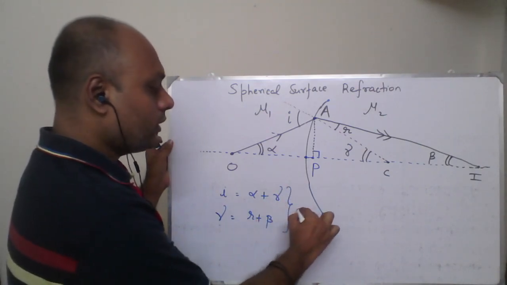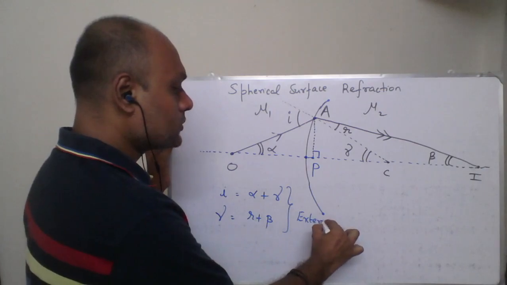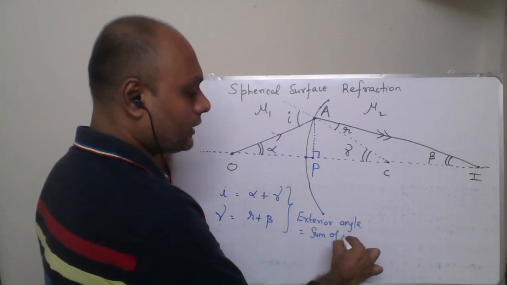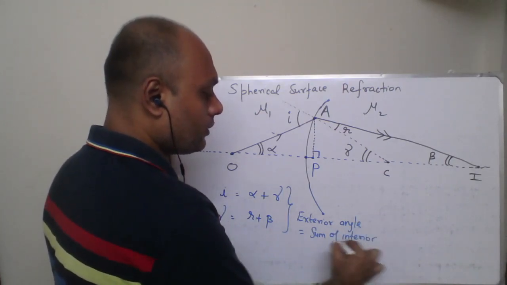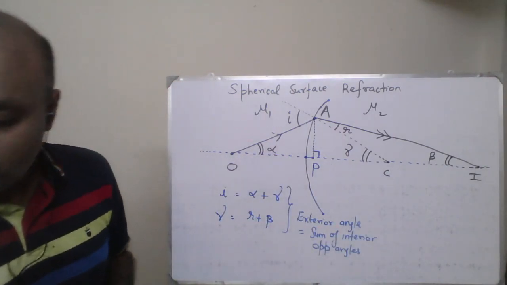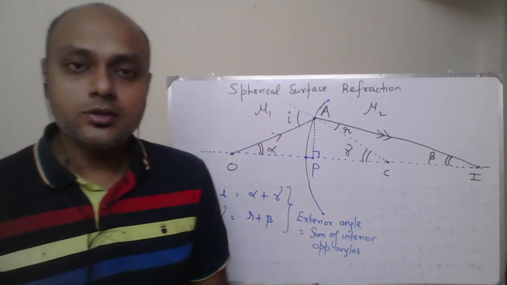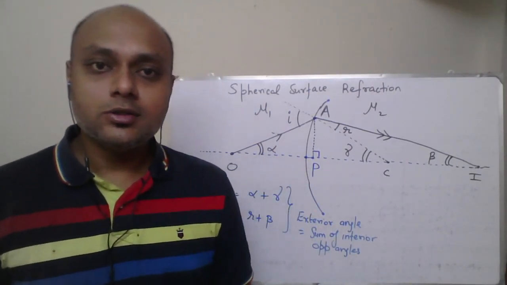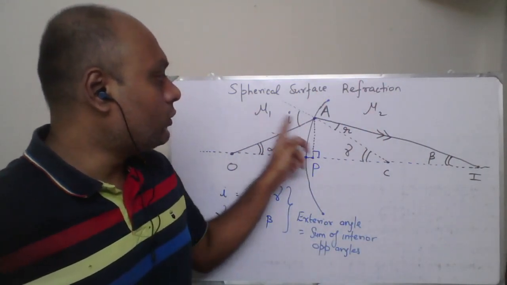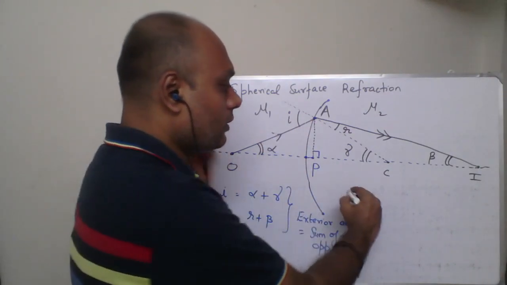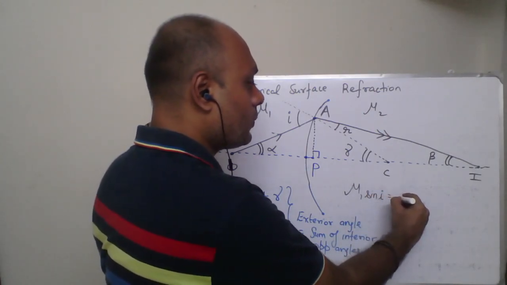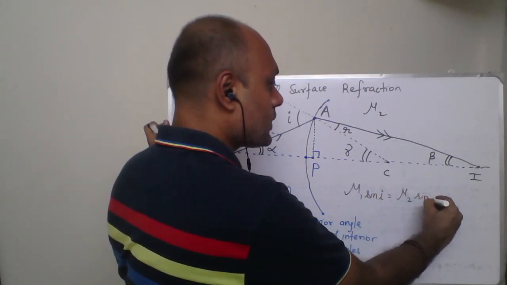So we write this based on the exterior angle being equal to the sum of interior opposite angles. Okay, so now what we are going to do is make use of Snell's law of refraction. Now what does Snell's law of refraction state? Mu1 sin I equal to mu2 sin R. Mu1 into sine of the angle made by the incident ray with the normal in that medium. So mu1 sin I equal to mu2 into sin R.